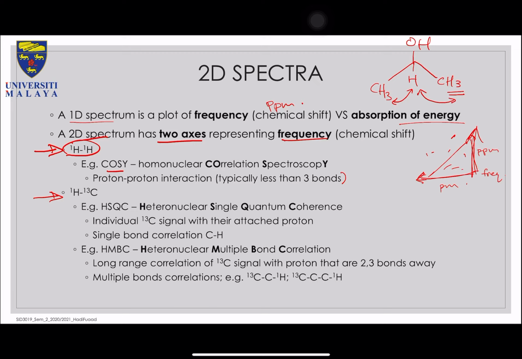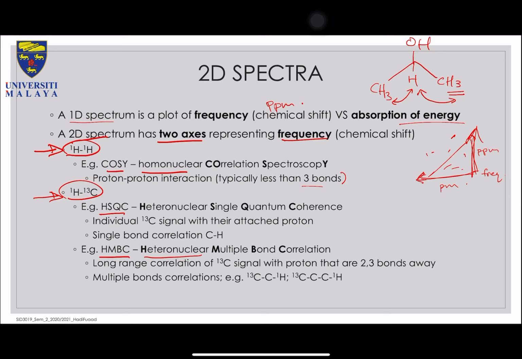But sometimes you can actually see it, it might be a weak signal, or if you use a more sensitive NMR spectroscopy, 600 or even 900 megahertz, you might be able to see more than 3 bonds, okay? Additionally, a 2D spectra can be done between protons and carbon 13, okay? For example, the systems that I'm listing here are HSQC, or heteronuclear single quantum coherence, and HMBC, heteronuclear multiple bond correlation. So heteronuclear should already tell you that it is two different types of nuclei, instead of homonuclear for COSY, okay?